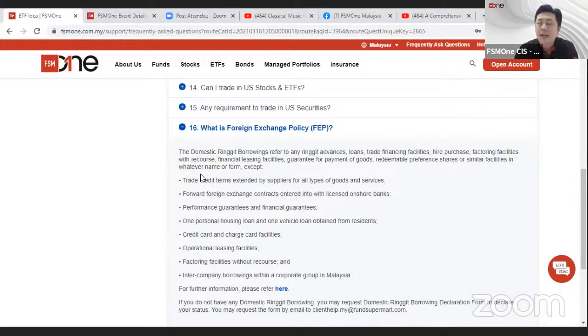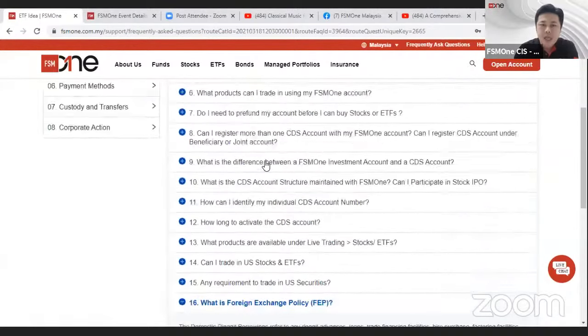Another thing that you can take note of is, if an investor still owns a PTPTN loan to the government, then PTPTN is also considered as domestic ringgit borrowing. So you are subjected to 1 million ringgit FX conversion per year. Okay.